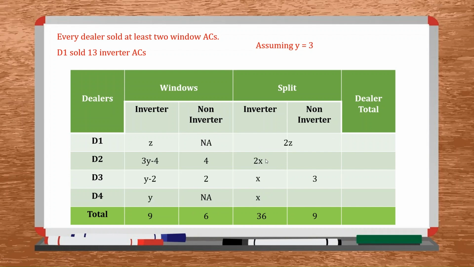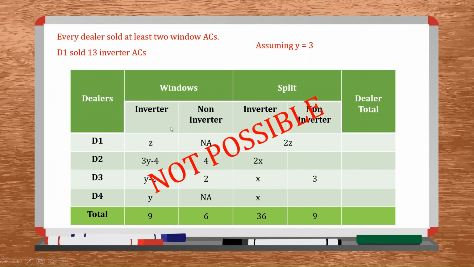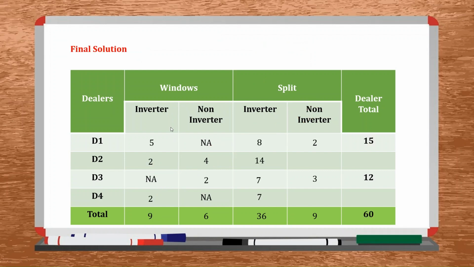Next, let us assume Y is equal to 3. If Y is equal to 3, then windows inverter for D4 should be 3, for D3 should be 1, for D2 should be 5. If I add these three, they become 9. Hence, Z becomes 0, which is not possible because each dealer should have sold at least 2 ACs. Hence, assuming Y is equal to 3 is not a possible scenario. Same will happen with Y equal to 4 and beyond. Hence, the only possible solution we have is when Y is equal to 2, which was the first case.